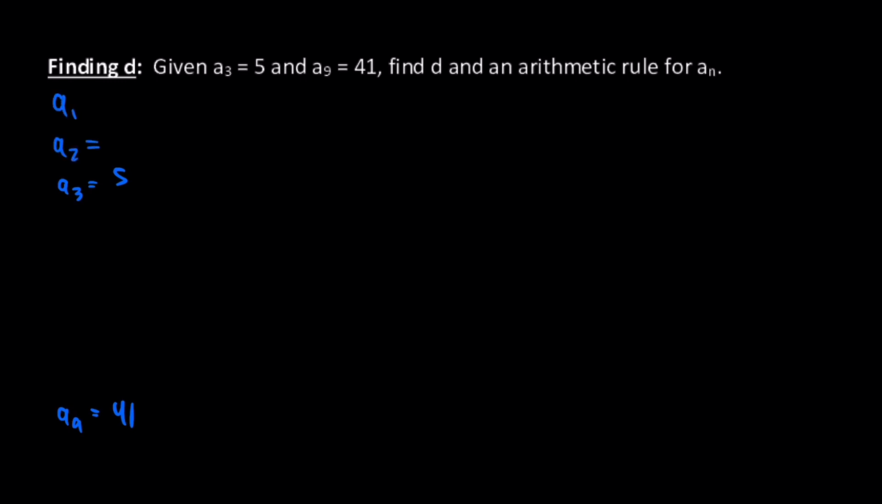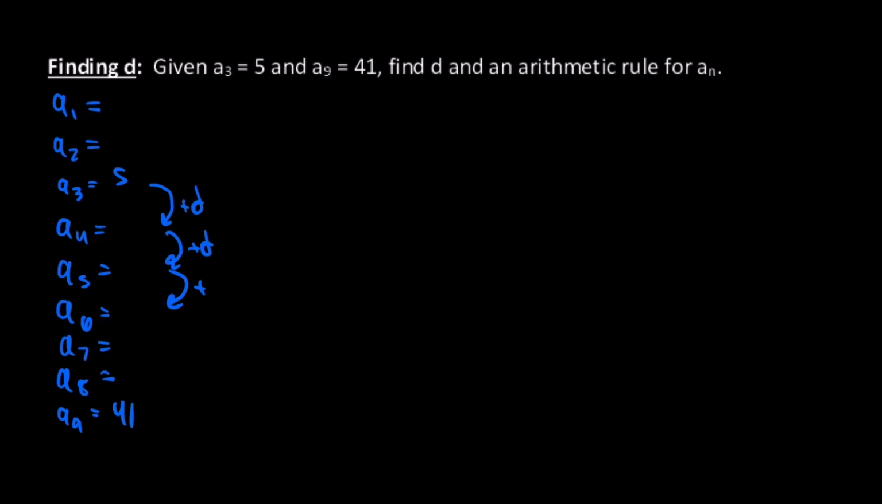I don't know a sub 2, I don't know a sub 1, and I don't know anything in between. But I'm going to write those out here and derive this formula. All right, so what's happening every time? To go from a sub 3 to a sub 4, I have to add D. So I have to do that a number of times, and I would just keep doing that until I got down to a sub 9.